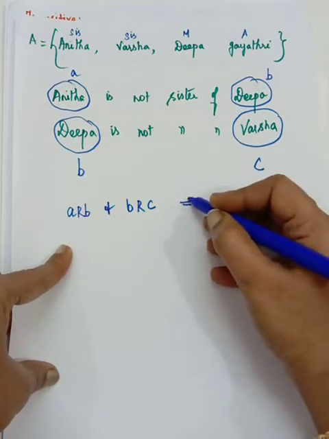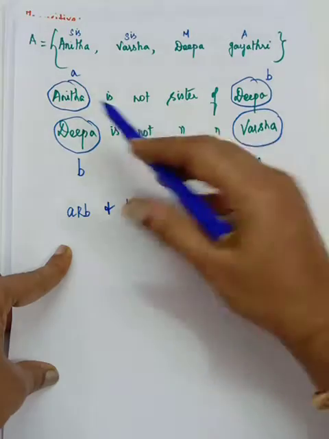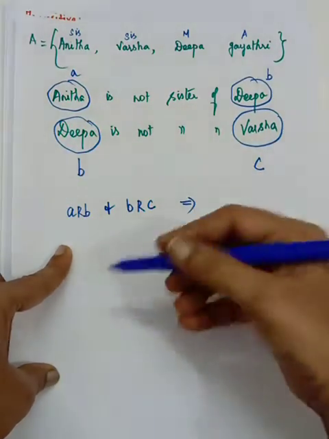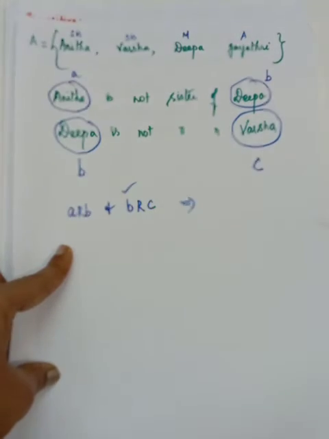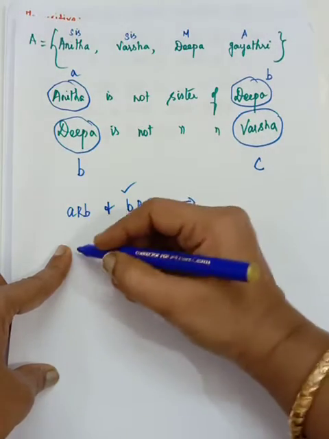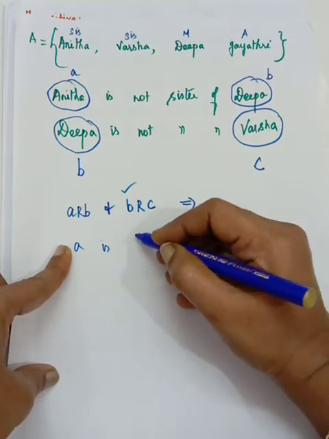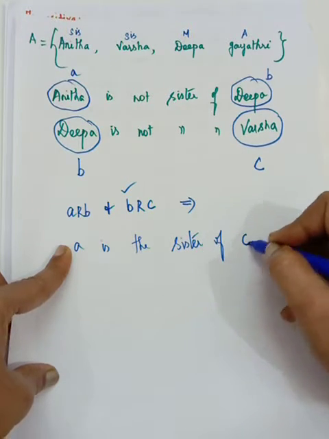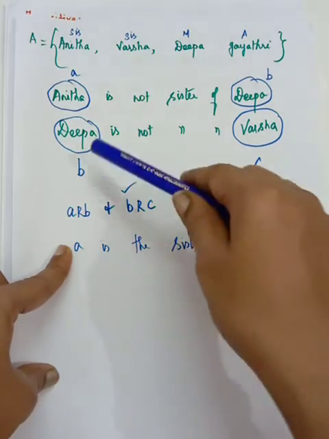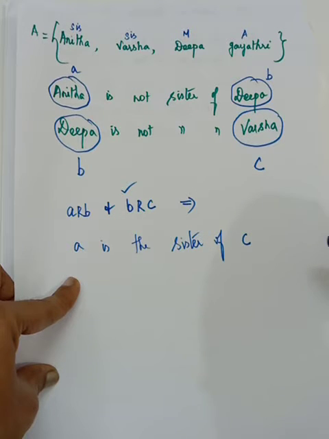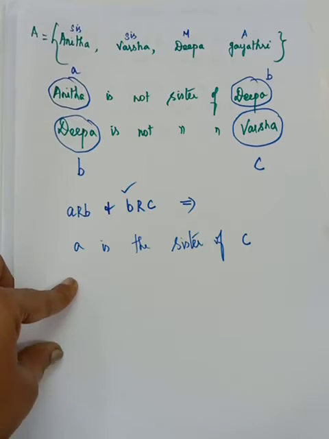What you have to compare? You have to compare A and C. Look at A and C. Anita is a sister of Varsha. So if we consider these two for the given set capital A, we may get A is a sister of C. You are getting this for this combination. But here, since two elements are related, we have to get A is not a sister of C.